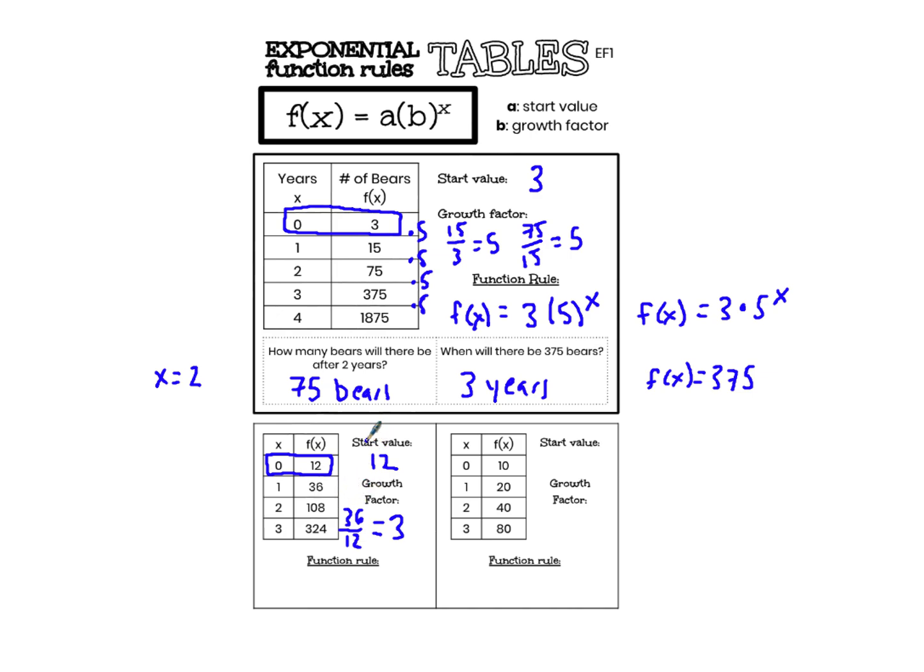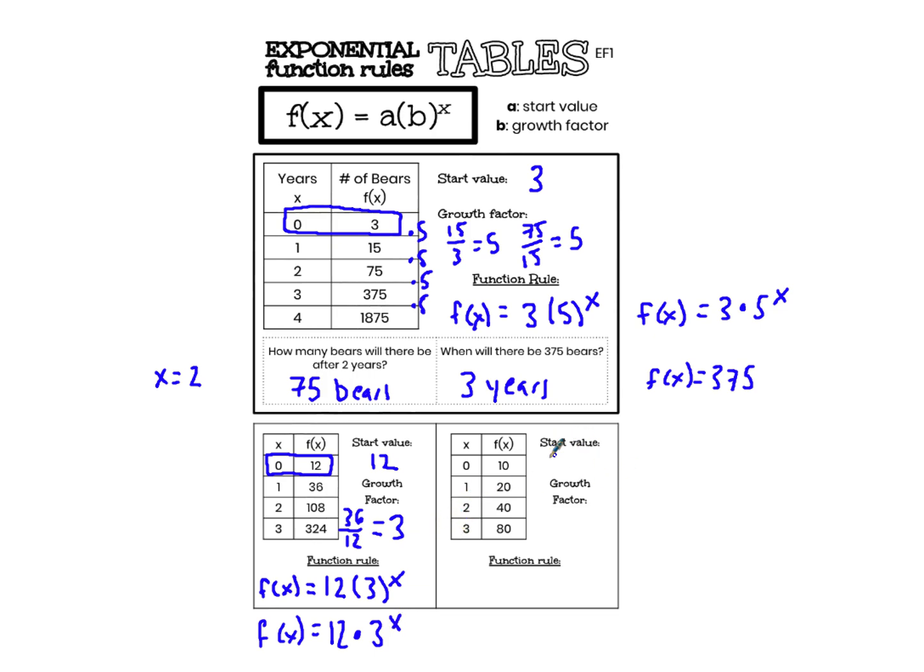Now I have my start value a of 12 and my growth factor b of 3. I can write my function rule. Not going to forget to write f of x or y equals. And then I write my start value 12 times 3 to the x power. Alternatively, f of x equals 12 dot indicating multiplication times 3 to the x.